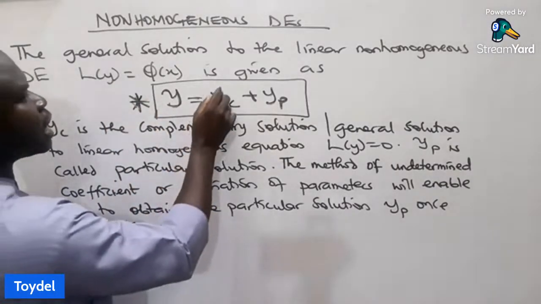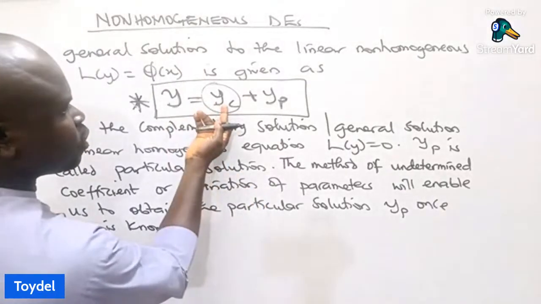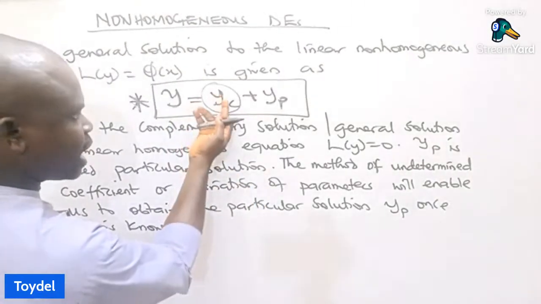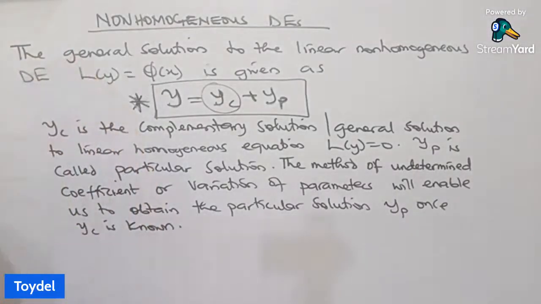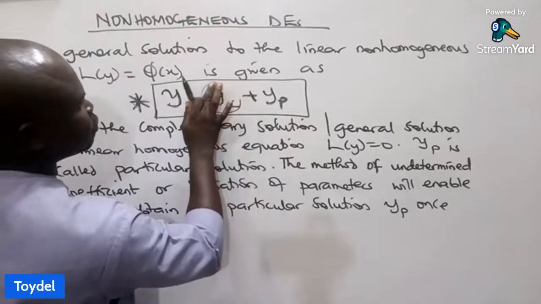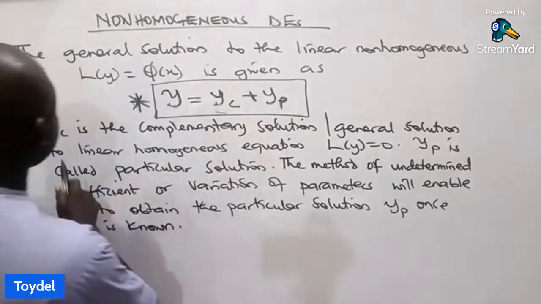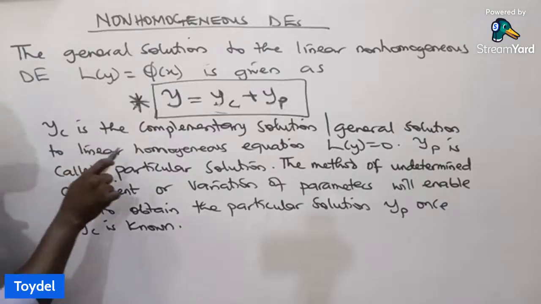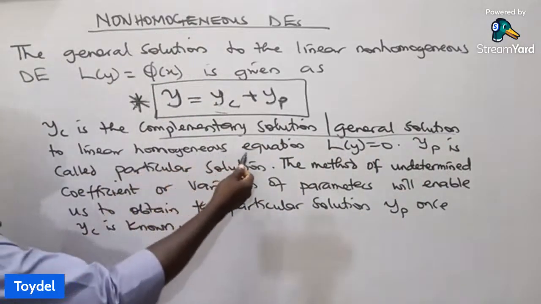The first solution is a complementary solution. When the right hand side is equal to 0, the general solution will be the complementary solution, which is denoted as y subscript c. But in the case of non-homogeneous differential equations, we are going to have two solutions: y subscript c plus y subscript p. Y subscript c is the complementary solution or general solution to the linear homogeneous differential equation.